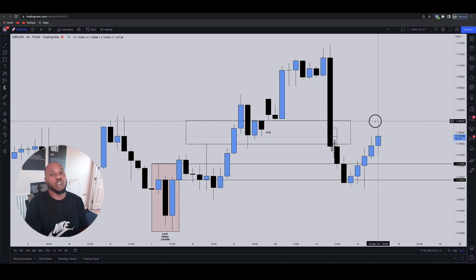So now let's move on to the indices. Like I said, it doesn't just work on Forex pairs. It also works on the indices too, and crypto and commodities as well. But I'm going to show you one on the S&P 500. Now I'm on S&P 500 on the 4-hour time frame.